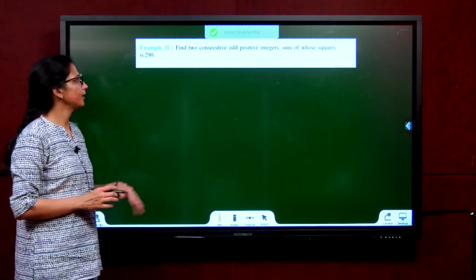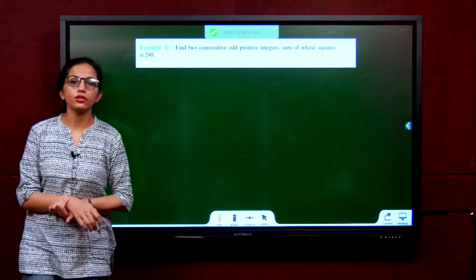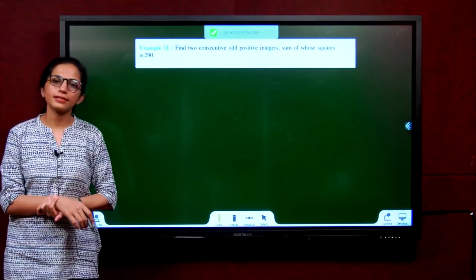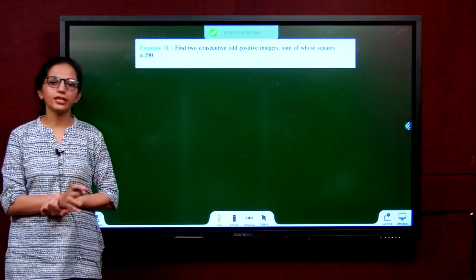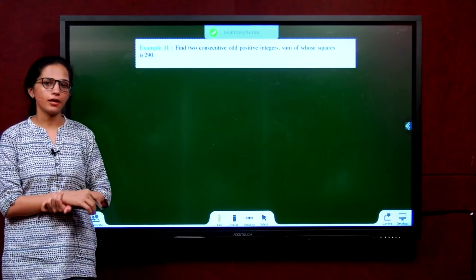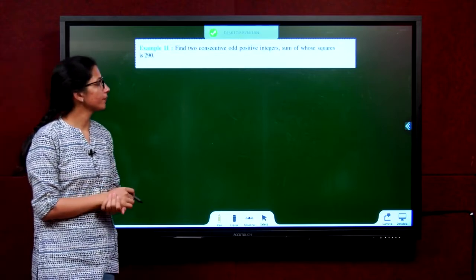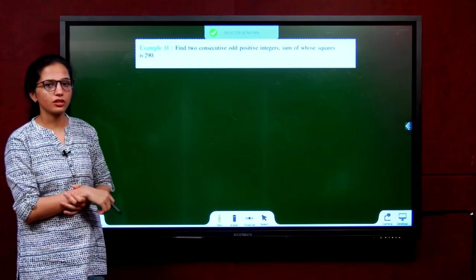Moving on to the next example, example 11. Find two consecutive odd positive integers, sum of whose squares is 290. We have done a very similar problem in the previous section. We found out the quadratic equation. Let us do it similarly here. But there is a small catch in this problem.